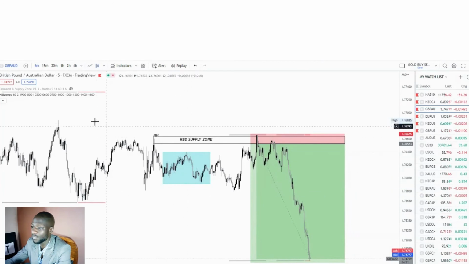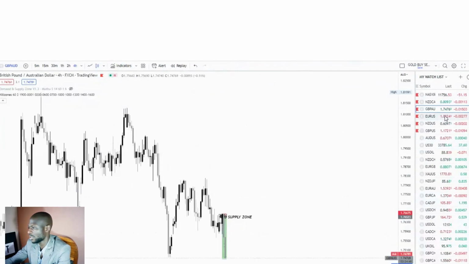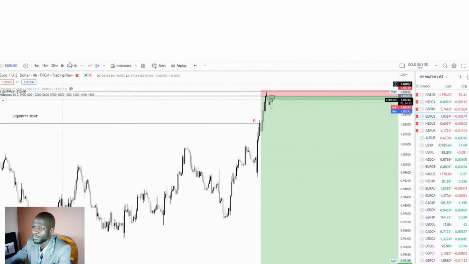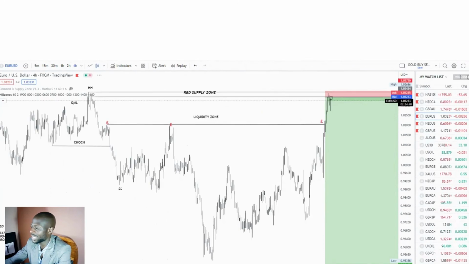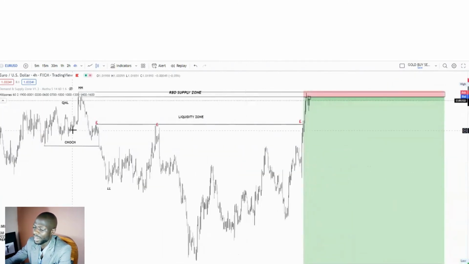I hope this is helpful. Let's see if I can give you one example right here. Let's see what's happening on this particular trade. We just recently took this trade, and this is the Euro USD. We have a rally-based drop supply zone. We have liquidity at this level right here.